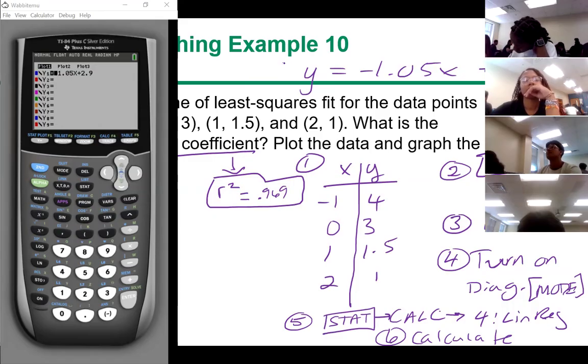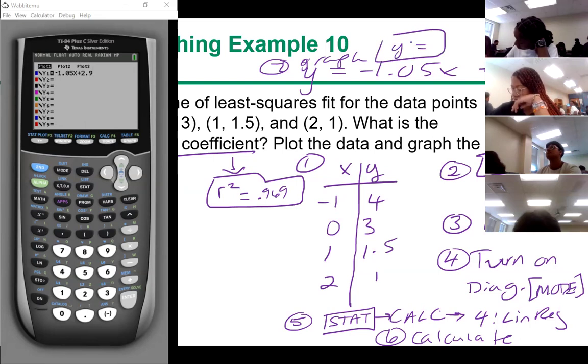So for step 7, we're going to graph and y equals. And then step 8, we're turning on the plot. To turn on your plot, all we did was go up and press what? Enter.